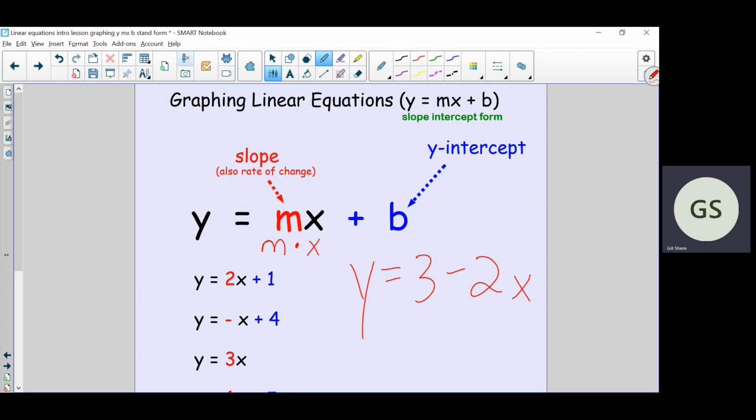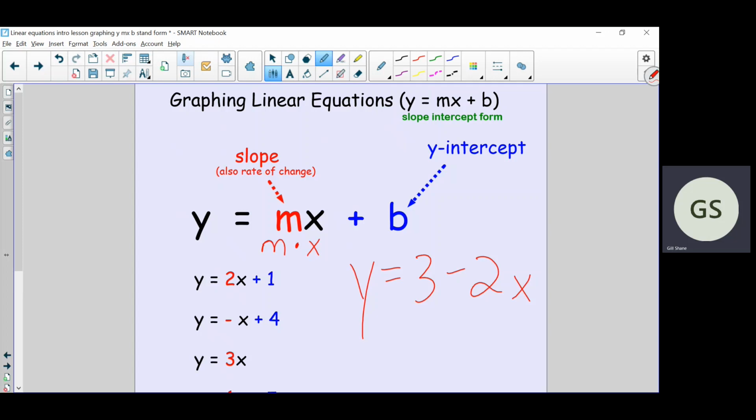And remember, x is not part of the slope. Every class, a bunch of people write x as one of the slope values or part of the slope. X is being multiplied times the slope. It's not part of the slope, it's being multiplied times the slope. That's why they're next to each other. That means multiplication. So when you're going to do an exercise in a minute where you're pulling the slope out of a bunch of equations, don't write x in the slope. It's just being multiplied times the slope.